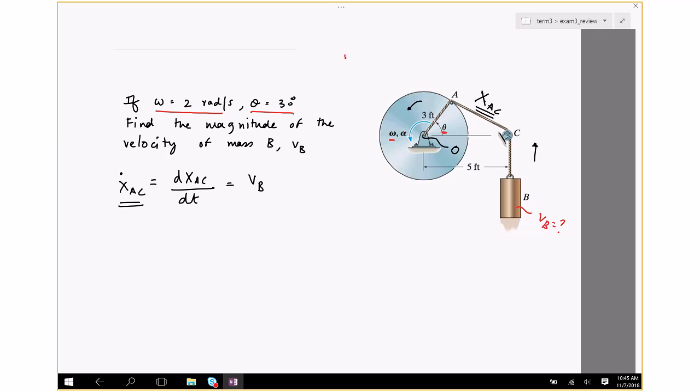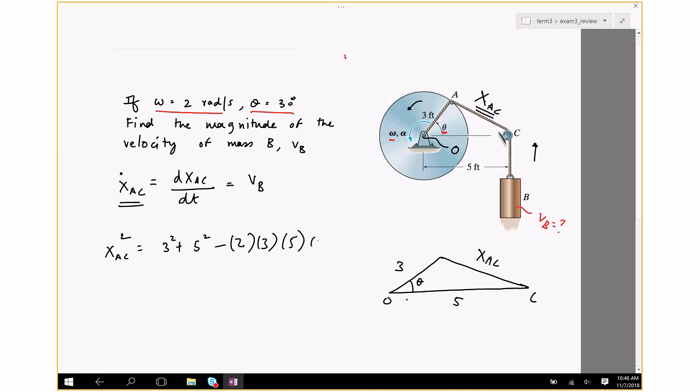Okay, so you can use, somebody said cosine rule. So this is known. The 3 feet is not going to change because that's the radius of the disk. The length OC will not change, that's 5. And this is theta. So xAC squared equals 3 squared plus 5 squared minus 2 times 3 times 5 times cosine of the angle between 3 and 5, which is theta.